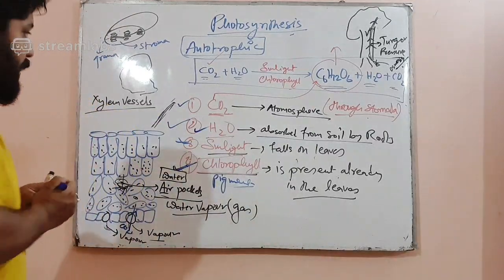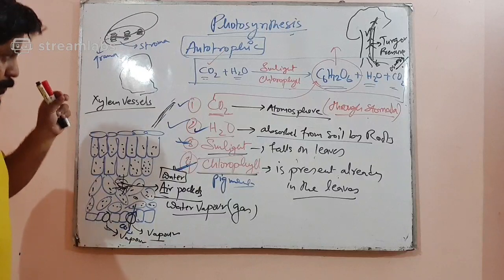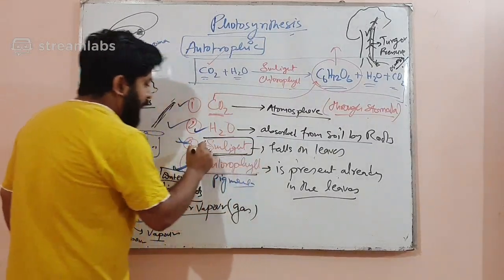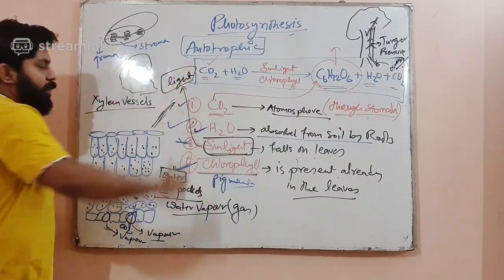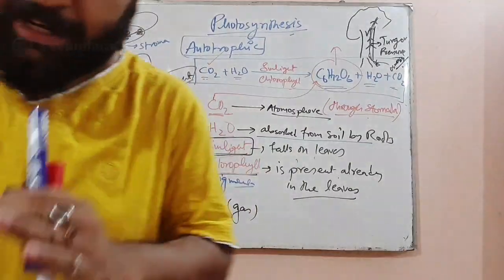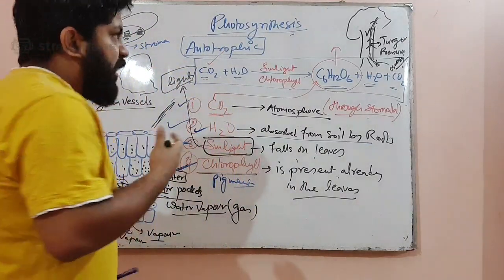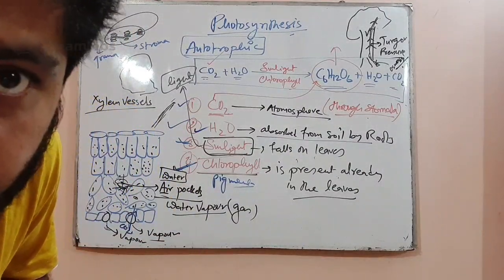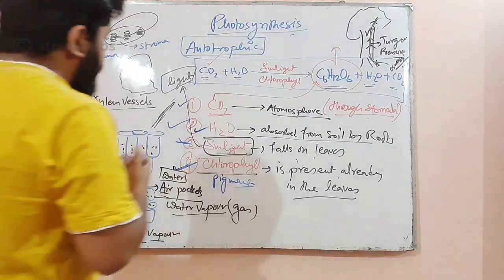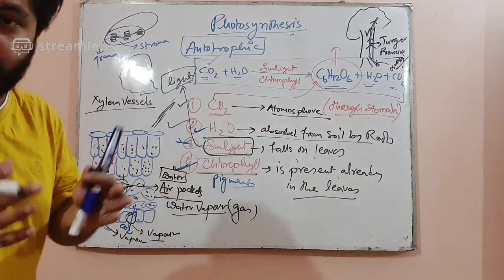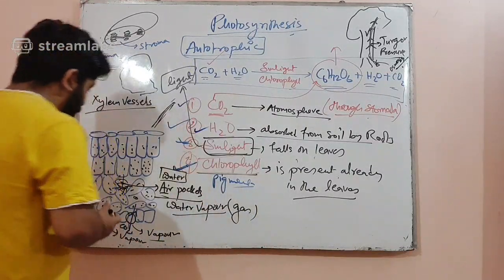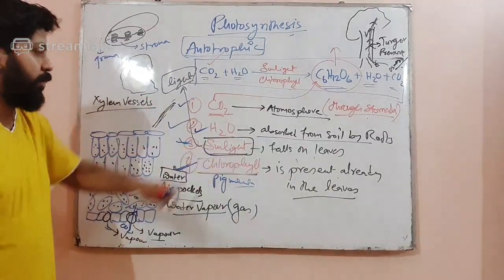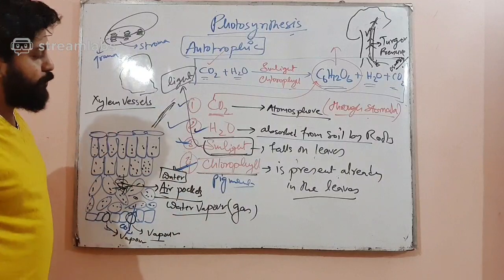Now, my question is, you already know that for photosynthesis, sunlight or light is required. Definitely. So when it is dark or at night, if there is no sunlight, then what will happen? Due to the absence of sunlight, there will be no photosynthesis, because it is an important component. The sunlight actually activates the chlorophyll. Without sunlight, photosynthesis will not occur.